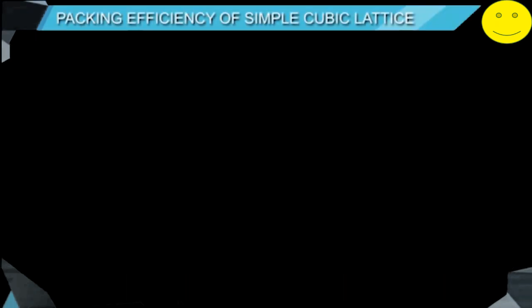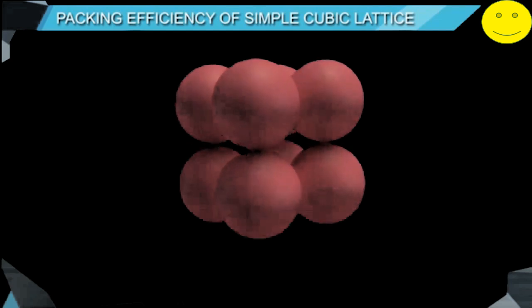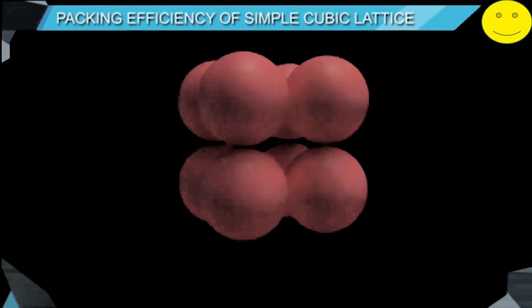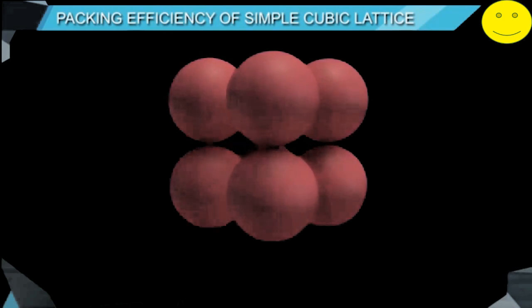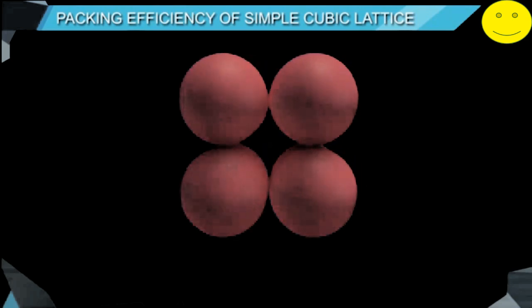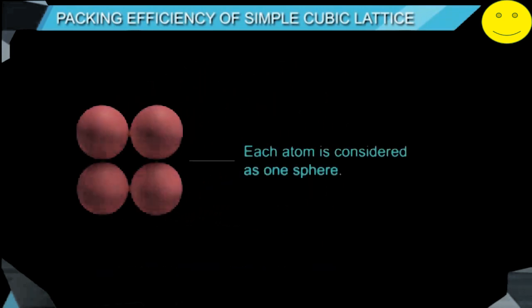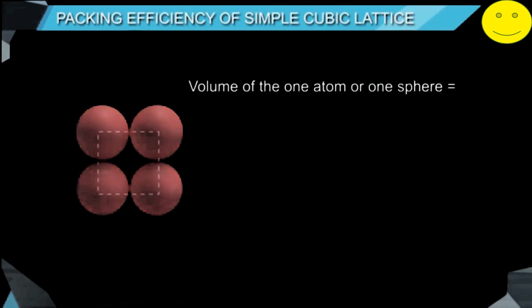Packing efficiency of simple cubic lattice. In a simple cubic unit cell, the 8 atoms or particles occupy the corner positions. Therefore, the particles are in contact with one another along the edges. The number of atoms per unit cell in simple cubic is only 1. Each atom is considered as one sphere. The volume of one atom or one sphere is equal to 4 by 3 pi r cube.